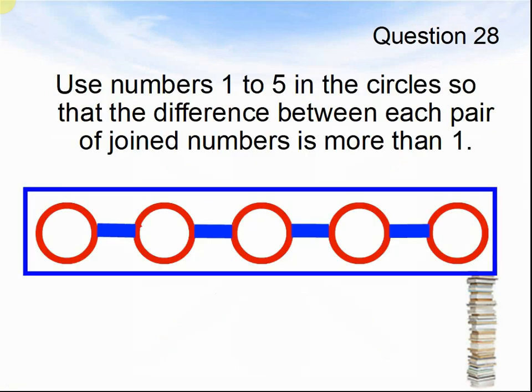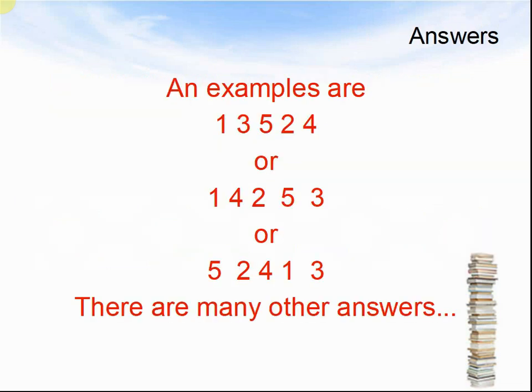Question 28. Use numbers 1 to 5 in the circles so that the difference between each pair of joined numbers is more than 1. Pause the video until you are ready to see the answers. Here come the answers. An example is 1, 3, 5, 2, 4, 1, 4, 2, 5, 3, 5, 2, 4, 1, 3. There are many other answers.